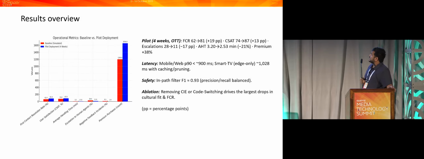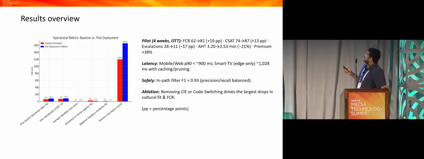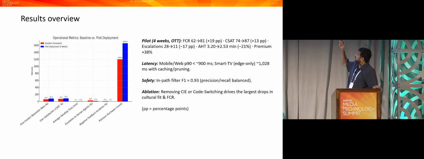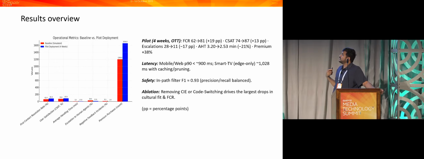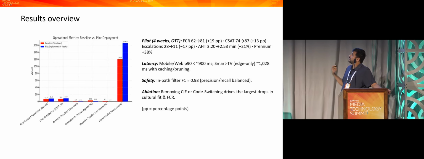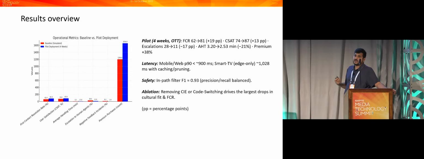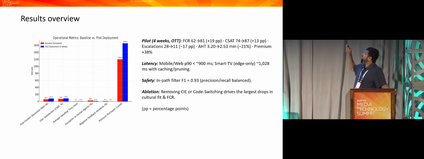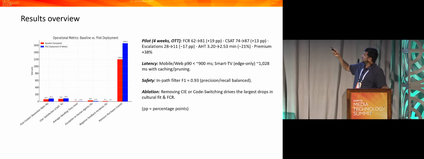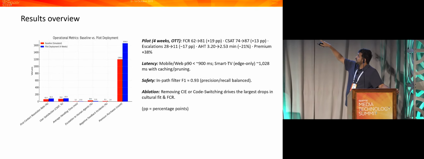So these are the results overview. Ignore those big graphs, because those are the premium purchases, which helped the business that helped us test this pilot project. Their numbers increased from 1,200 to 1,656. But if you look, the customer satisfaction has increased from 74 to 87, and the first contact resolution has improved from 62 to 81.